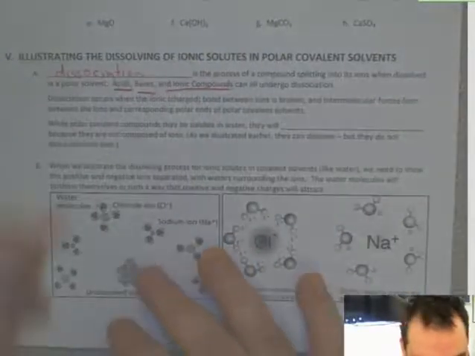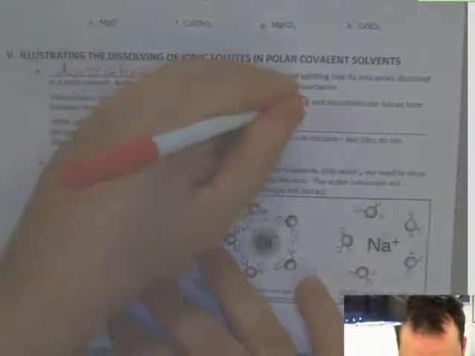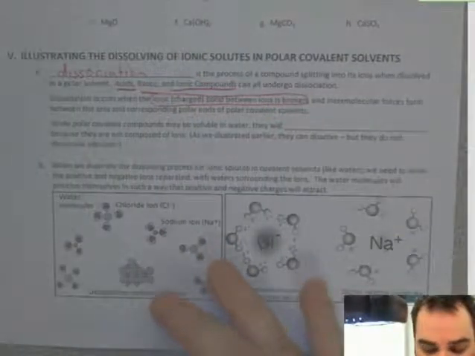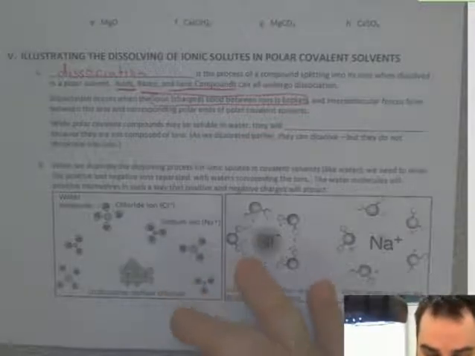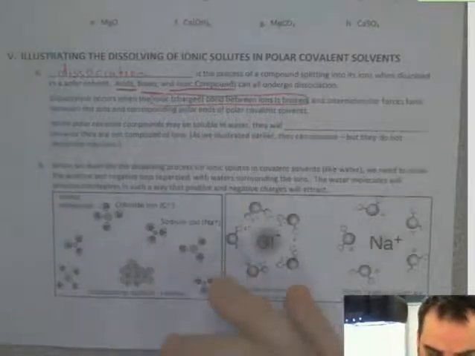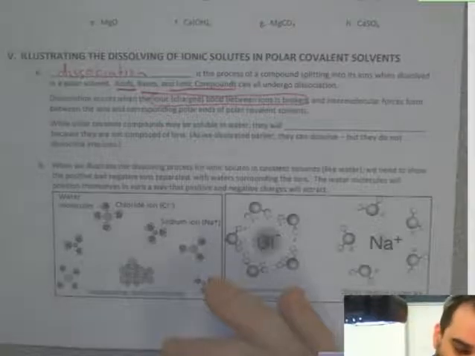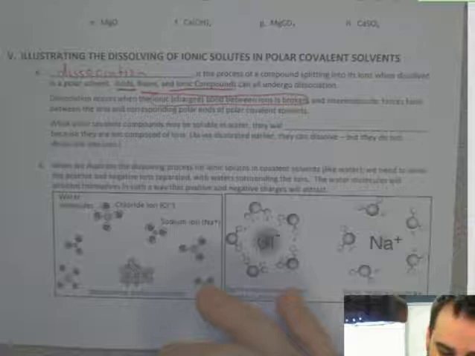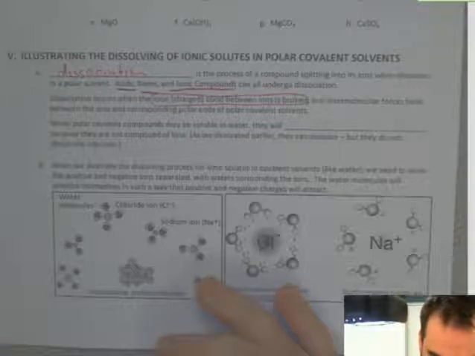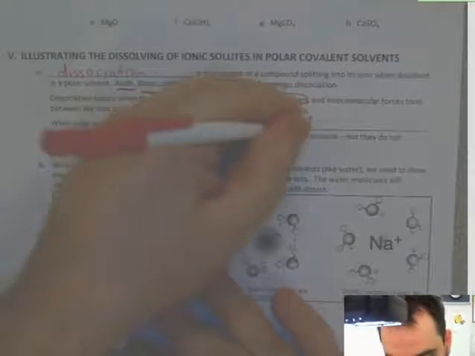Okay, so in dissociation here, the bond between the ionic bonds is broken. And the intermolecular forces of the ions make a positive and a negative, and they correspond with the polar ends of a covalent substance. While polar covalent compounds may be soluble in water, they will not dissociate.